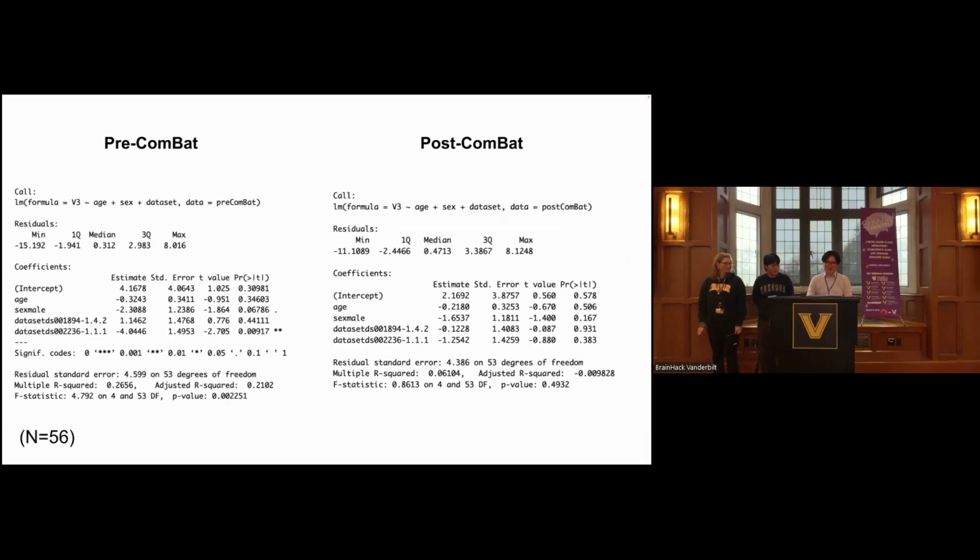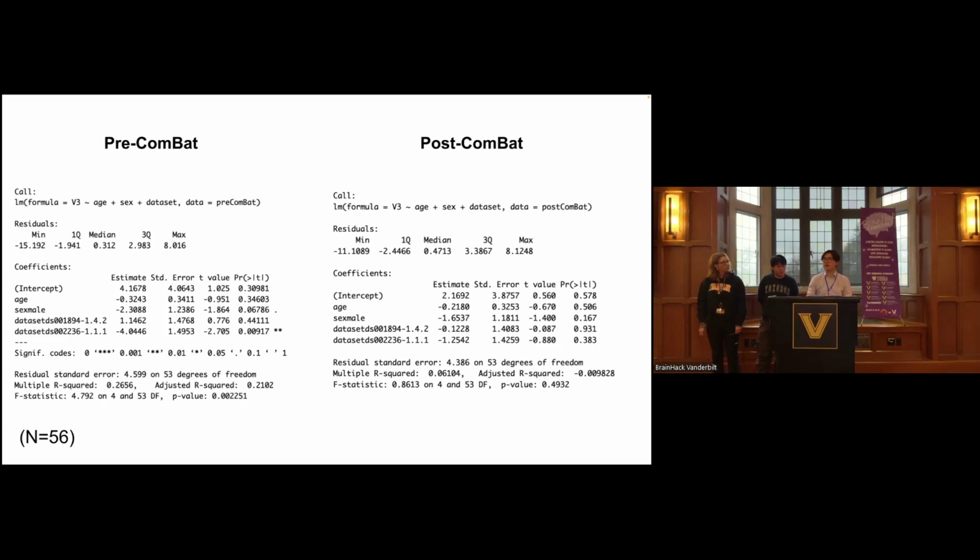So we did a linear regression model of the pre-ComBat harmonized values as a function of age, sex, and site. And I forgot to mention, this is for the left inferior frontal gyrus. And as you can see in the statistical summary on the left, we do see a site effect for one of our data sets compared to the reference data set. But after we ran ComBat, you can see that the site effect went away. And so this was an indicator that ComBat was doing its job.